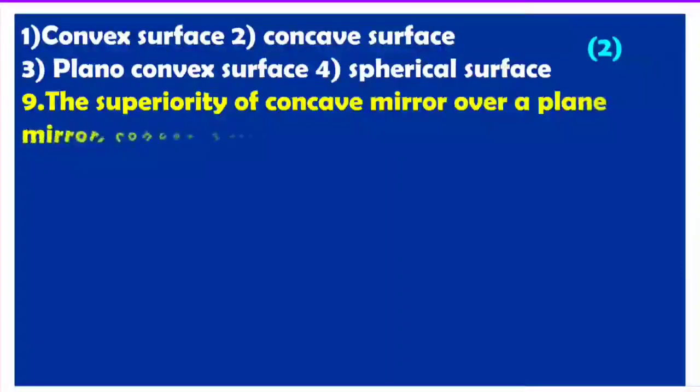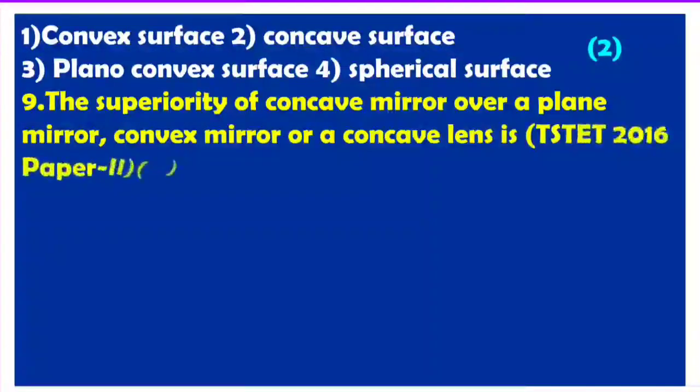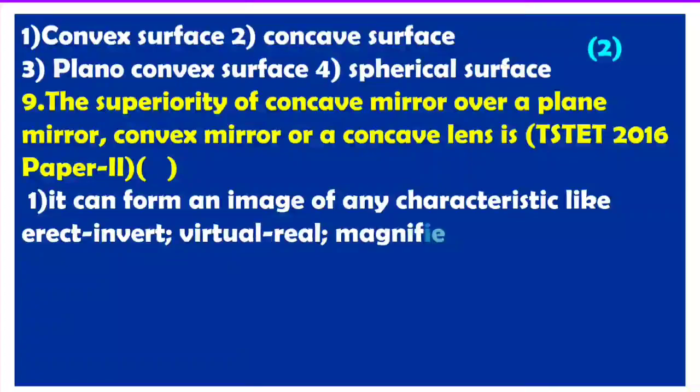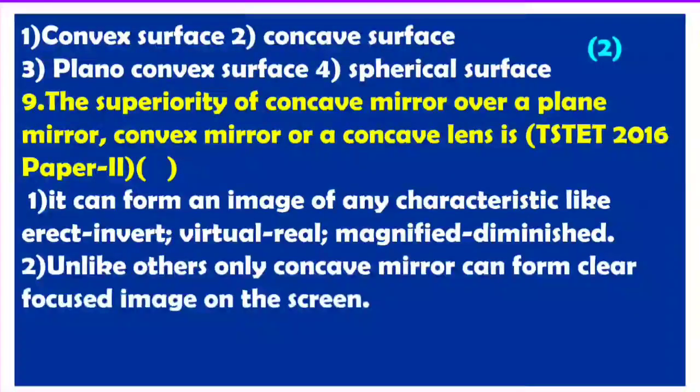So correct option is option 2. Ninth question. The superiority of concave mirror over a plane mirror, convex mirror or a concave lens is. Here given options are option 1 it can form an image of any characteristic like erect, invert, virtual, real, magnified, diminished. Second one, unlike others, only concave mirror can form clear focused image on the screen.